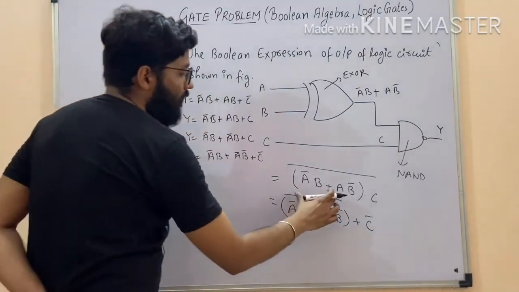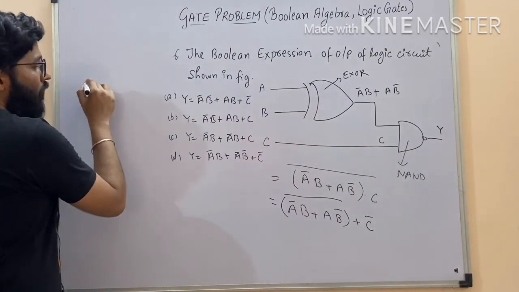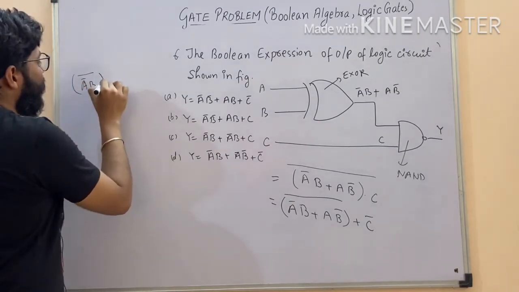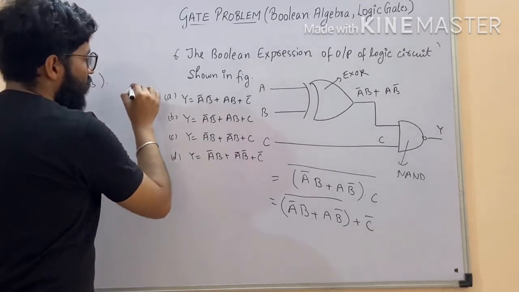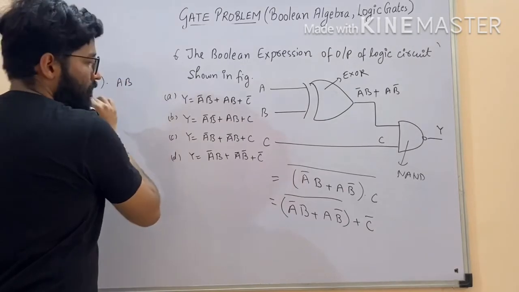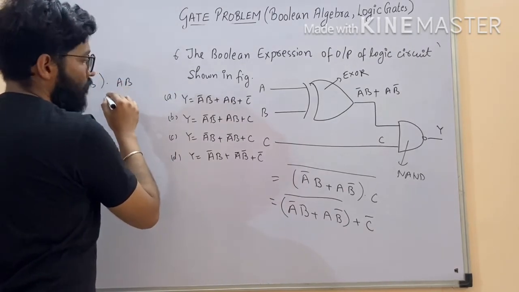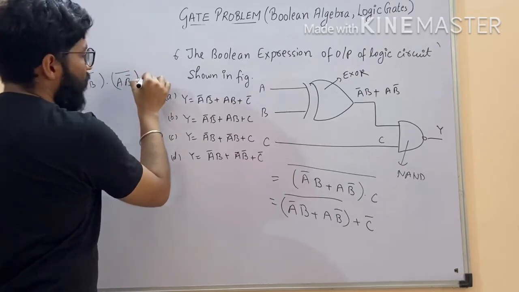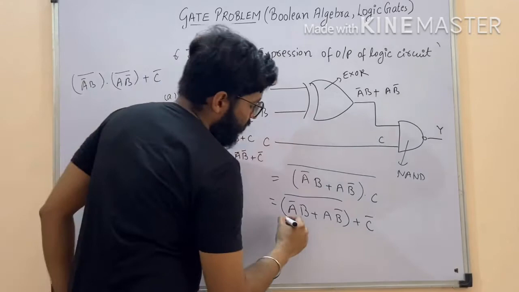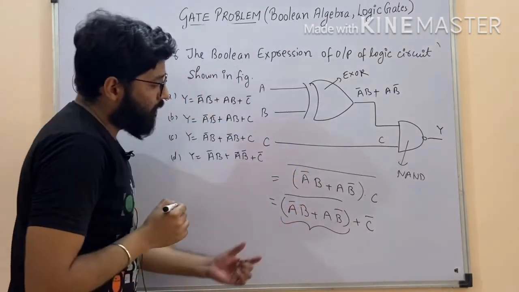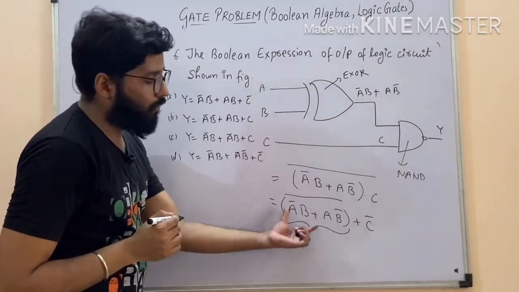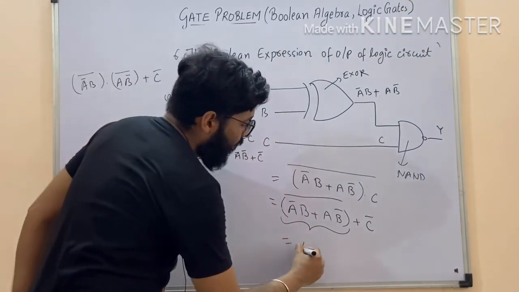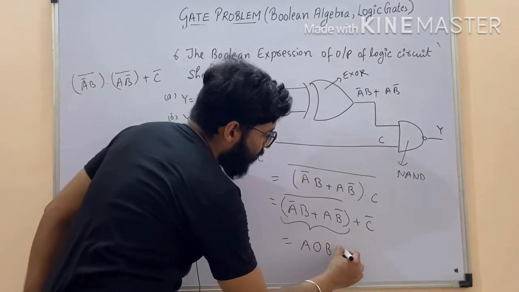We will get, you have to apply the De Morgan's here also. So you have to see (A complement B) to the whole complement dot (A B complement) to the whole complement plus C. Now you will see by a short trick that this is the complement of XOR gate. So what is the complement of XOR gate? You will see, A XOR B plus C complement.